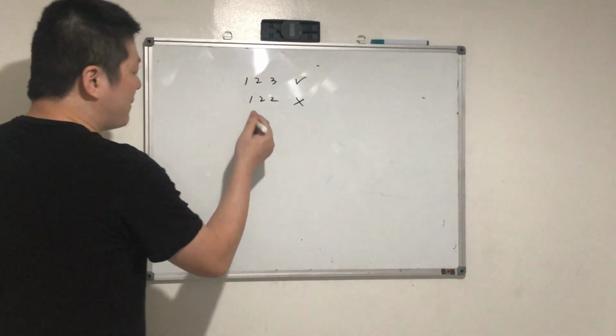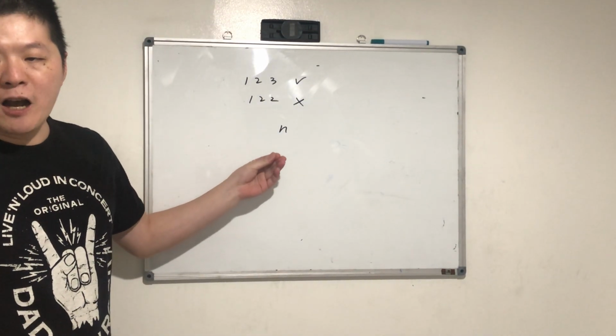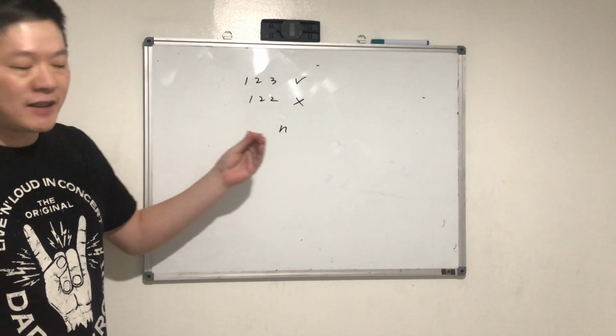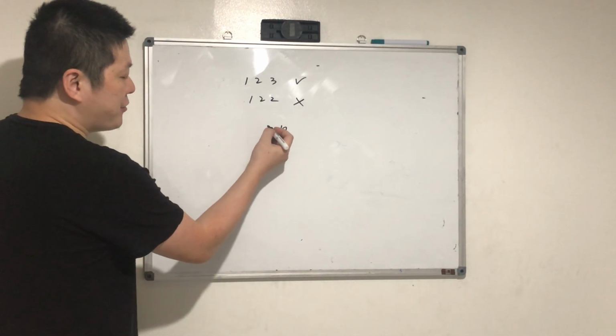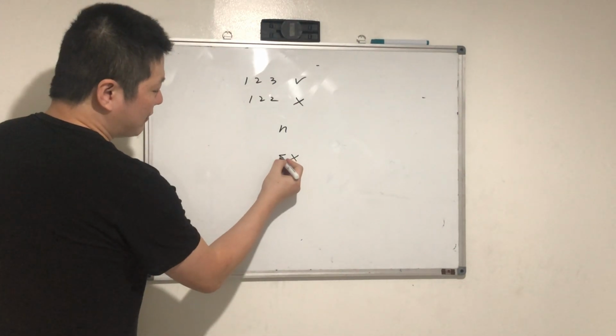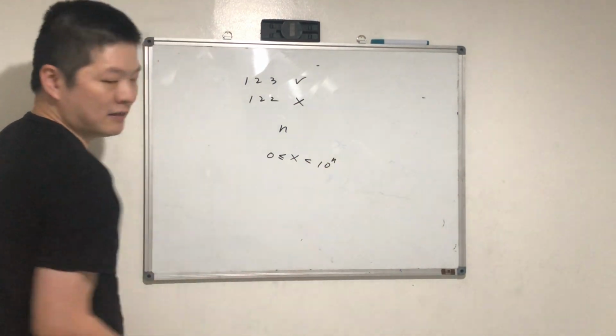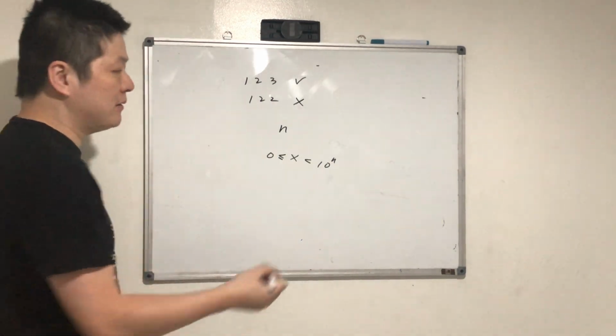Okay, so given a number n, we want to count how many numbers with unique digit between the range. Suppose this is x. Between the range bigger than or equal to 0, smaller than 10 to the power n. Okay, 10 to the power n.